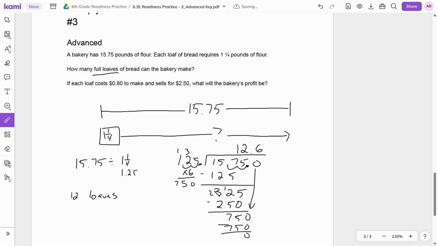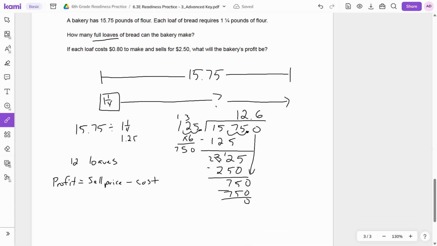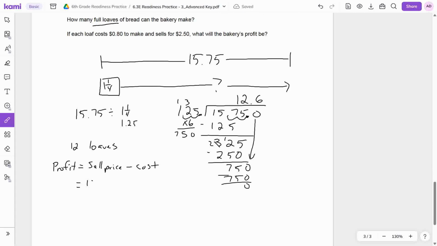Now, each loaf costs 80 cents to make and sells for $2.50. What's the profit? Okay, so profit equals the sale price minus the cost. Okay, so I'm going to have 12 loaves times my sale price of 2.50, minus the cost of 12 loaves times 80 cents each. So that's how I'm going to get my profit.